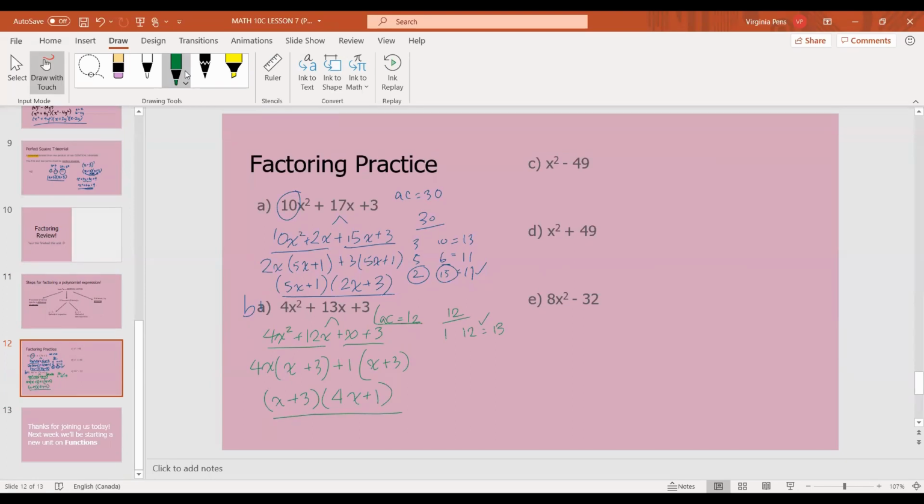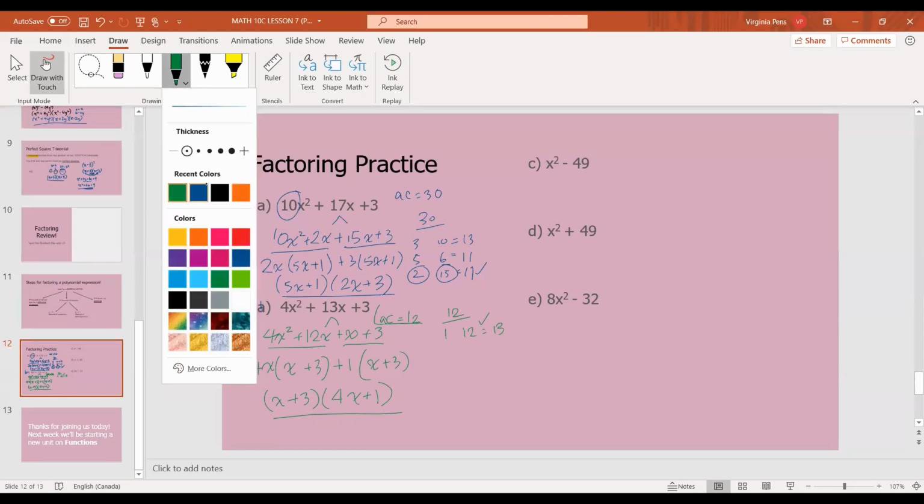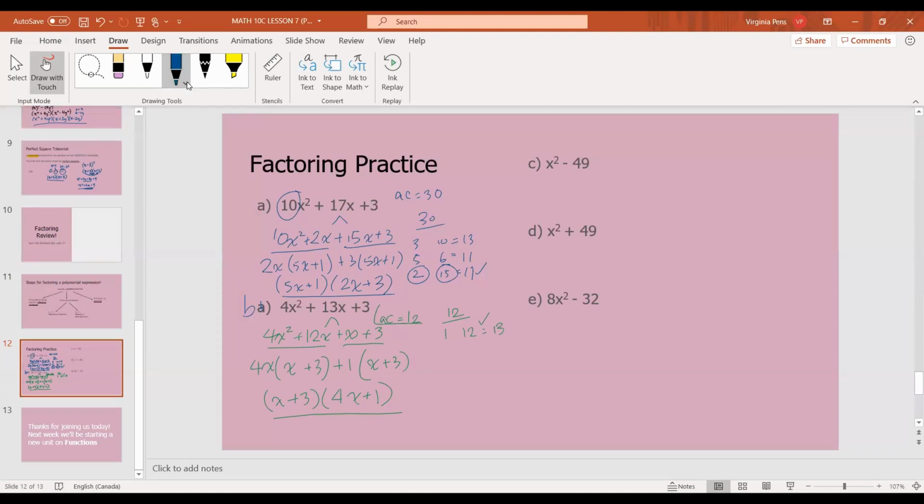We're almost done. These ones are relatively easy. The first one: can we take out any common factors? Well, no, x squared and 49 don't have anything in common. Now, is this a binomial, a trinomial, or a polynomial with 4 terms? It is a binomial, so we want to look for a difference of squares.